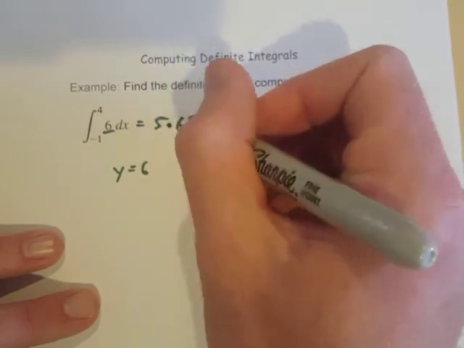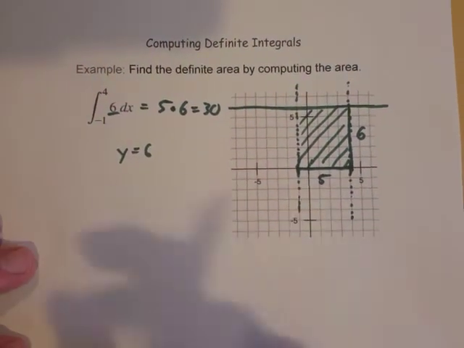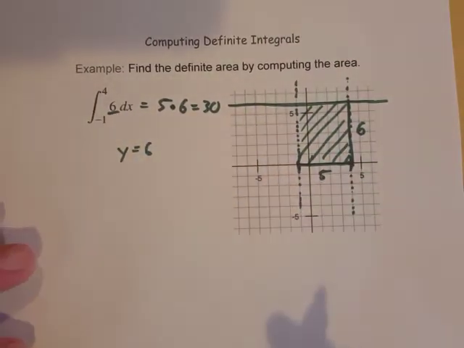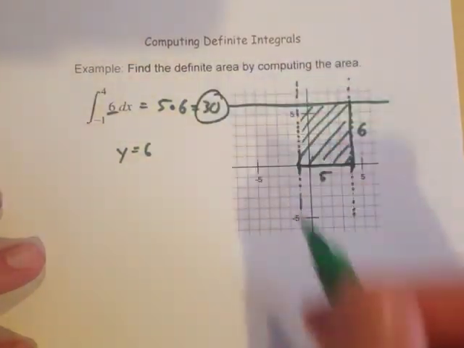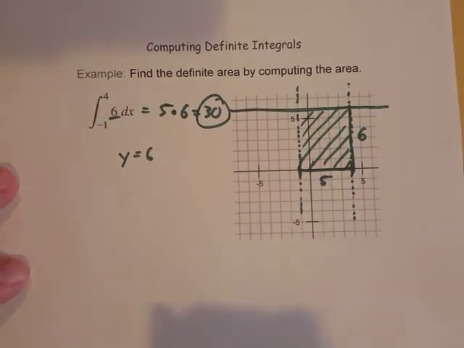So as you can see, a lot of this is just interpreting the notation and then applying it to the graph that we see here. So 30 is going to be our solution for the definite integral of 6.